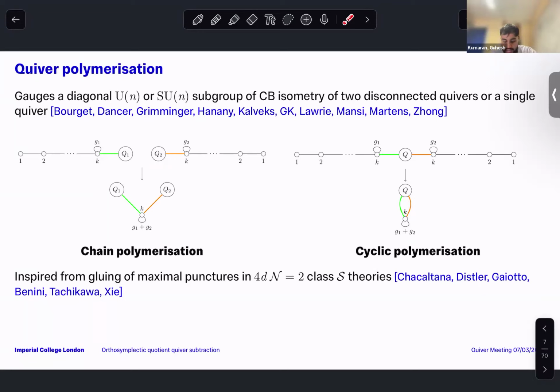Okay. And I can do the same thing if I just have one quiver Q with two legs of 1 up to K. And there may also be some adjoint loops, as we had in either case. And this is called cyclic polymerization.